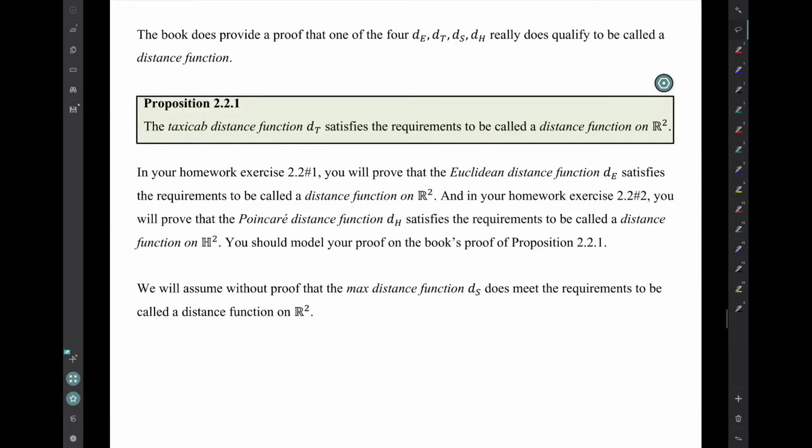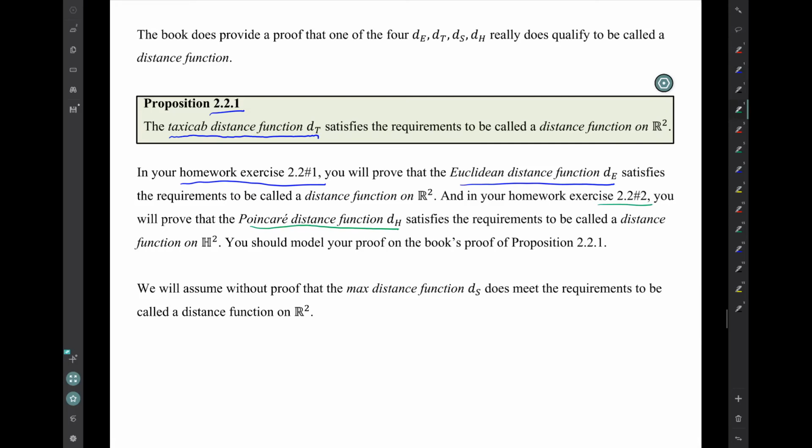Well, the book does provide a proof that one of the 4 does qualify. There's this proposition, 2.2.1, that says that the Taxicab distance function does satisfy the requirements to be called a distance function. But it's in your homework exercise, 2.2 number 1, that you'll prove that the Euclidean distance function does satisfy those requirements. And in your homework exercise 2.2 number 2, you'll prove that the Poincare distance function satisfies the requirements to be called a distance function.